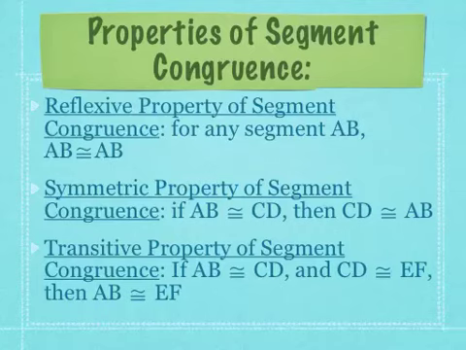And the transitive property of segment congruence says that if AB is congruent to CD and CD is congruent to EF, we can say that AB is congruent to EF. So we can drop the CDs and set AB congruent to EF. You've seen the reflexive, symmetric, and transitive properties before. Now we are just applying them to segments.